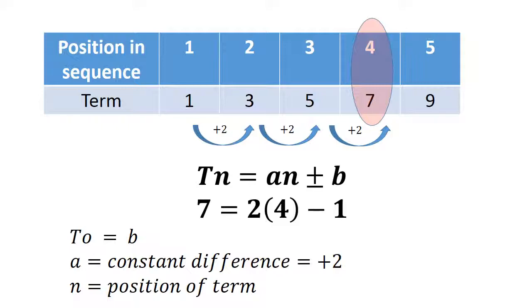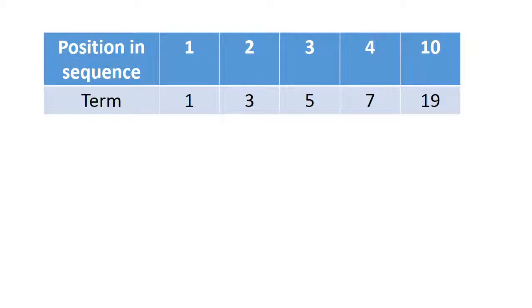Tn is the term. A is the constant difference, which is positive 2. And n refers to the position of the numeric patterns, tables. If we want to find the 10th position, we look at the term and find the difference. Plus 2, from 3 to 5, plus 2, 5 to 7, plus 2.